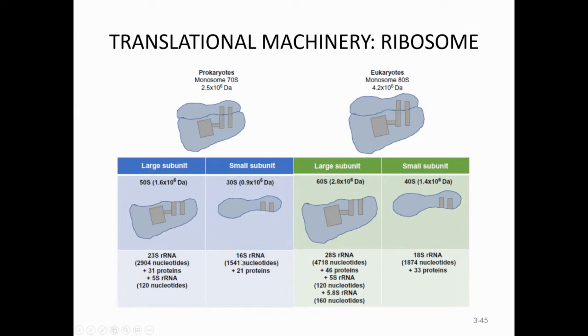The 30S subunit is composed of a 16S ribosomal RNA plus 21 proteins. The 50S subunit has 23S ribosomal RNA, 31 proteins, and 5S ribosomal RNA. So this is the prokaryote cell. In the eukaryotes, the large subunit is 60S instead of 50S, and has a 28S ribosomal RNA, 5S ribosomal RNA, and 5.8S ribosomal RNA. The small subunit is 40S, and it has 18S ribosomal RNA.